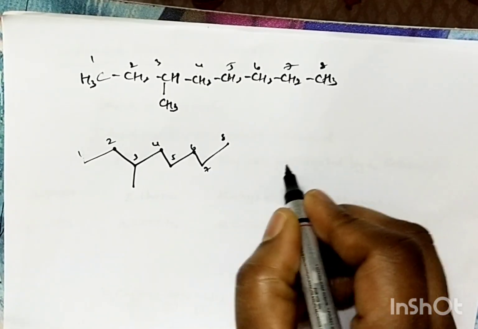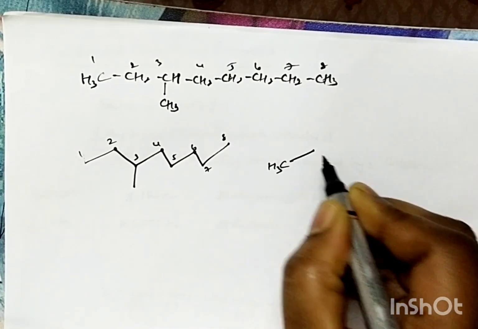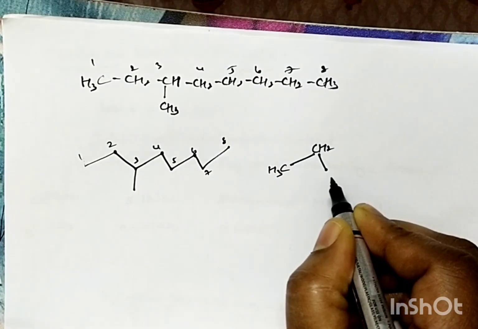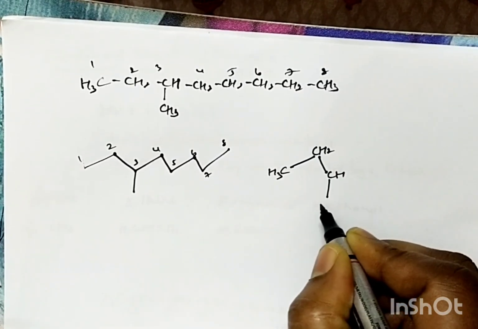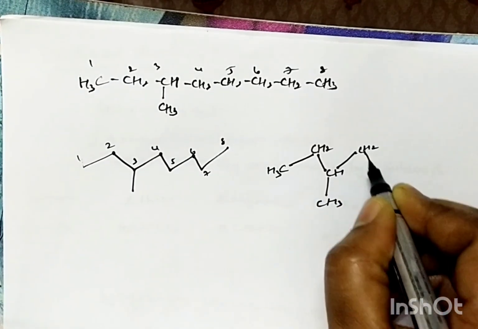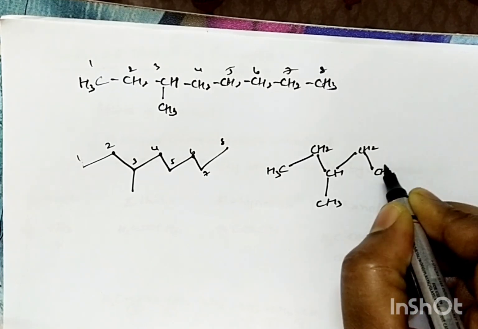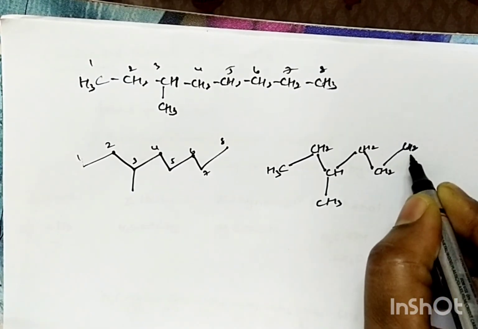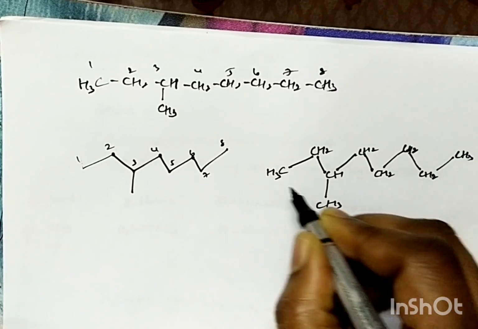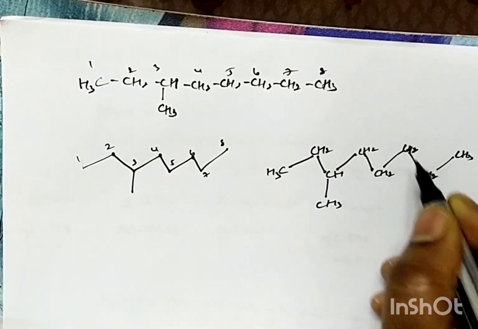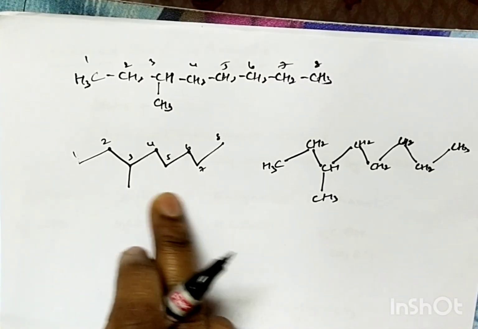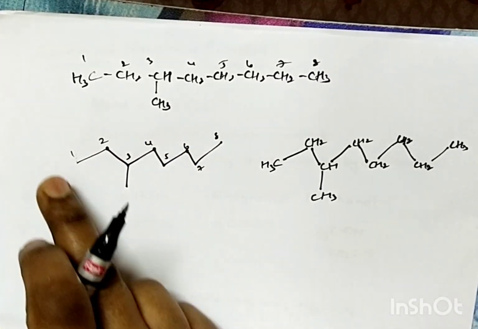Here I will write it in expanded form. This is a methyl group, the terminal carbon, and here is a CH2 group, and again we have a CH on which a methyl group is present, and again a CH2 group, a CH2 group, a CH2 group, and a CH3. 1, 2, 3, 4, 5, 6, 7, 8. So this is the way of representing bond line structure. Here there are no atoms shown.